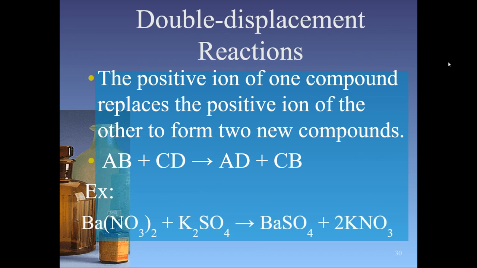Next is the double displacement reaction. So the positive ion of one compound replaces the positive ion of the other to form two new compounds. The generic equation is AB, which is one compound, plus CD yields AD and CB. And so we've swapped which atoms are in which compounds in both compounds. So the double, meaning two, displacement reaction.